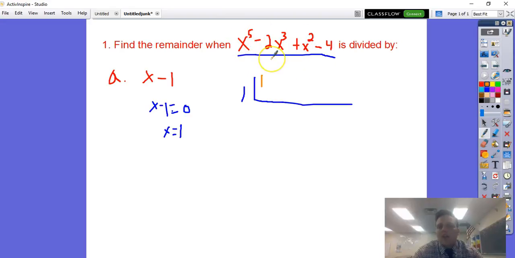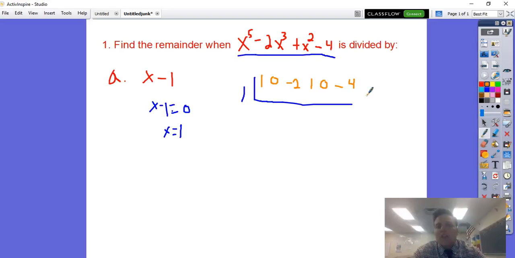I don't have an x to the fourth. Not a big deal. What would be the understood coefficient? 0. Then you go down to x cubed. That's negative 2. Then you go down to x squared. That's 1. Then you go down to x. Oh, I don't have an x. Not a big deal. Put 0. Then you go down to the constant, which is negative 4. So now we've set up the synthetic division.